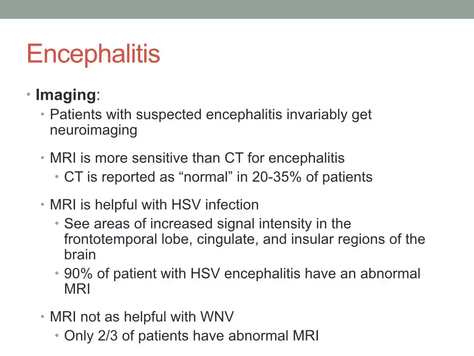Imaging: everybody's going to get neuroimaging because they're coming in with neurodeficits. All right, so we're trying to see if there's an abscess, a pocket of pus in there somewhere. MRI is certainly more sensitive. Why? Because, as we mentioned earlier, it's more sensitive at looking at inflammation and edema. MRI is pretty helpful in areas of herpes simplex virus infection. You can see areas of increased signal intensity in the frontal temporal lobe. And so that gives you an idea of where the infectious process might be taking place. It gives you a statistic here that 90% of patients with herpes simplex virus encephalitis have an abnormal MRI. MRI is not as helpful though in West Nile virus. Only about 2/3 of those patients have an abnormal MRI.